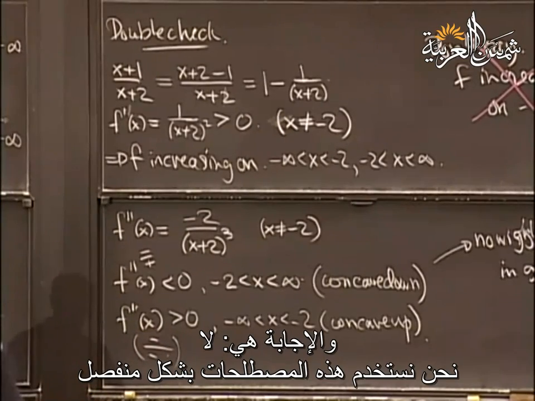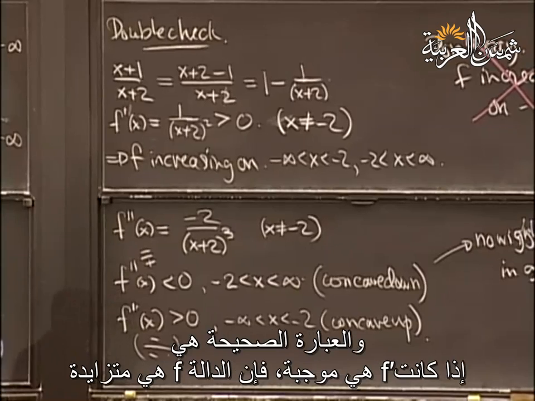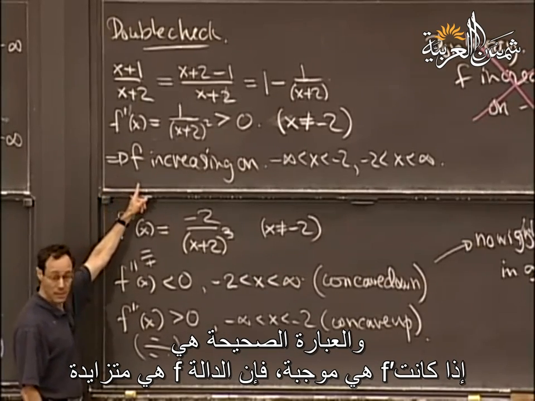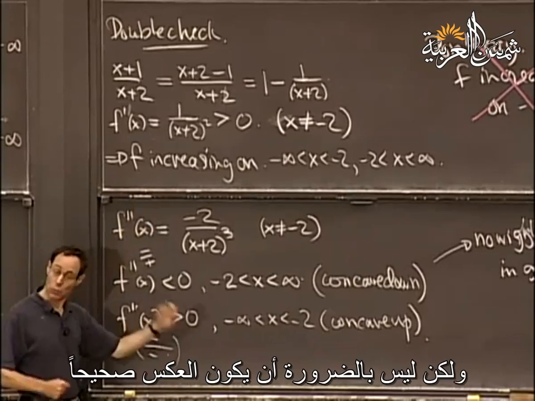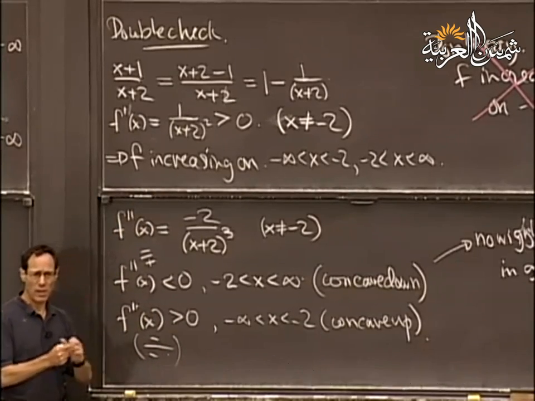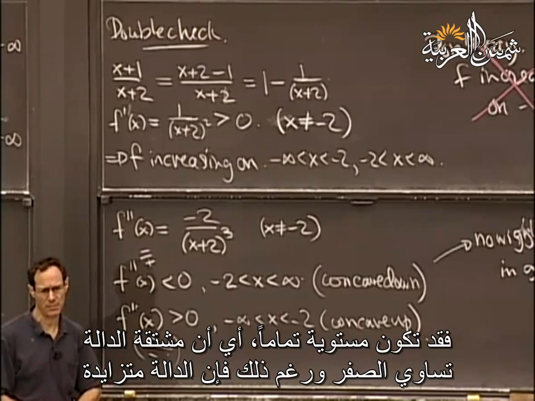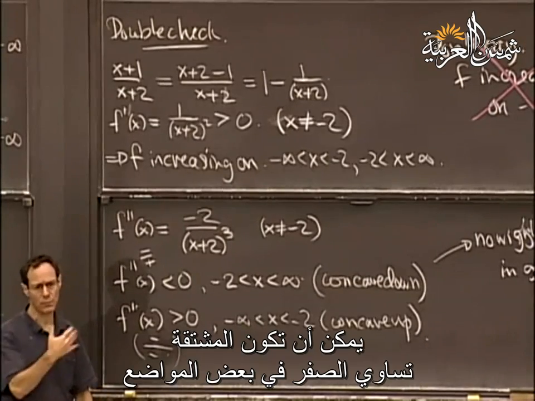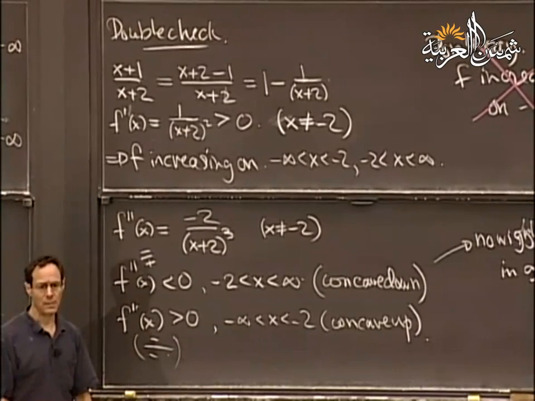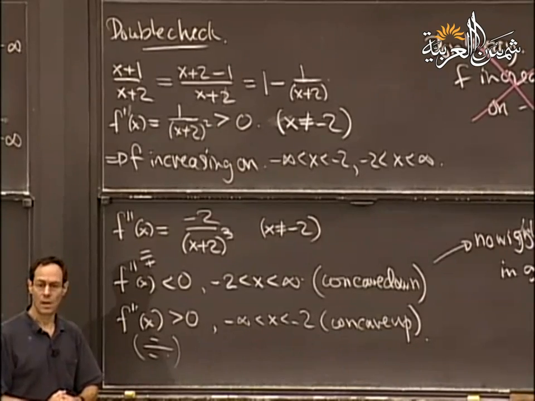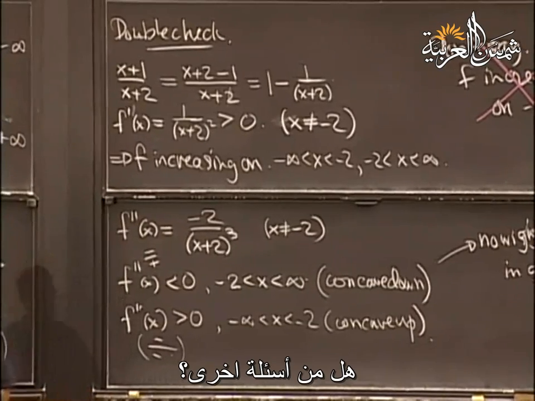And the answer is no. We'll try to use these terms separately. What's always true is that if f prime is positive, then f is increasing. But the reverse is not necessarily true. It could be very flat. The derivative can be 0, and still the function can be increasing. The derivative can be 0 at a few places. For instance, like some cubics. All right, other questions?